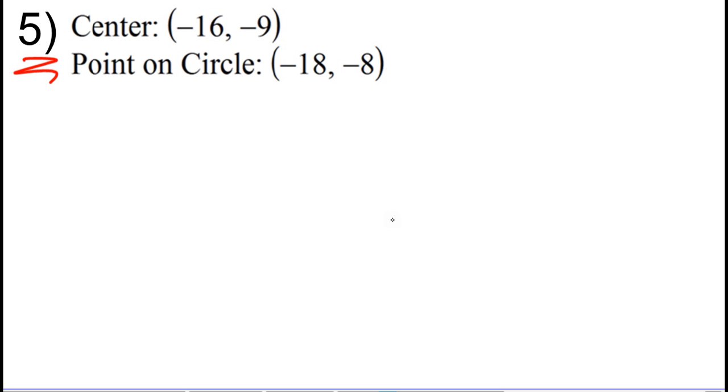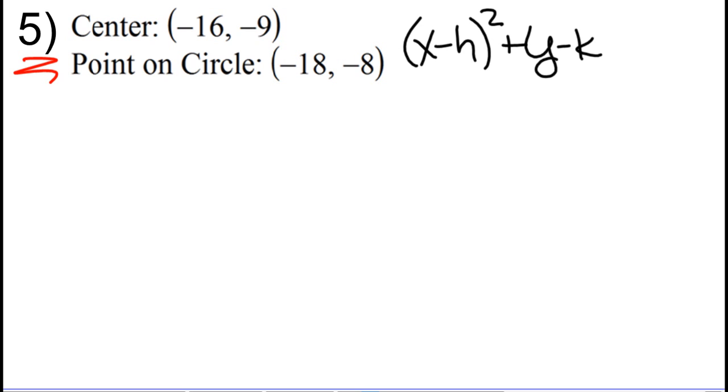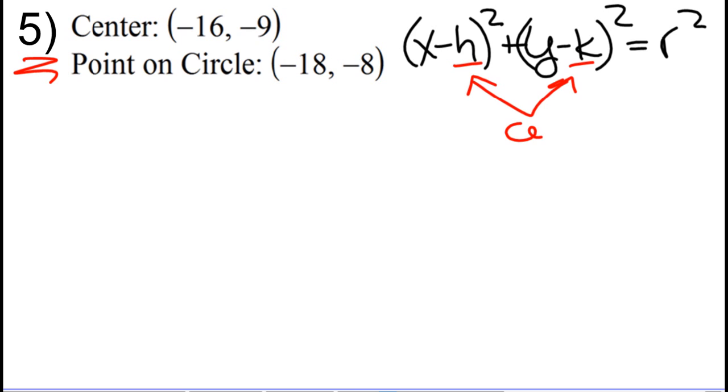Remember, when we are writing an equation of a circle, we want something that ends up looking like (x minus h) squared plus (y minus k) squared equals r squared. And remember, we need to have these two coordinates, h and k. Those two coordinates are our center. And then, of course, the r stands for the radius, okay?